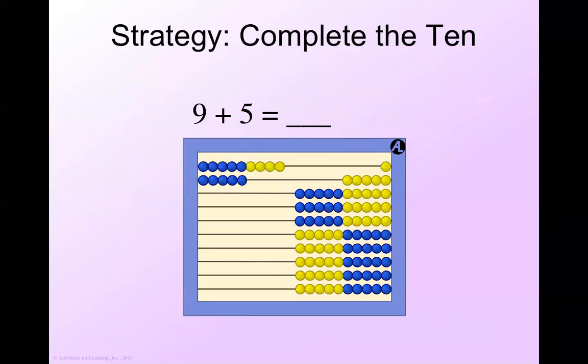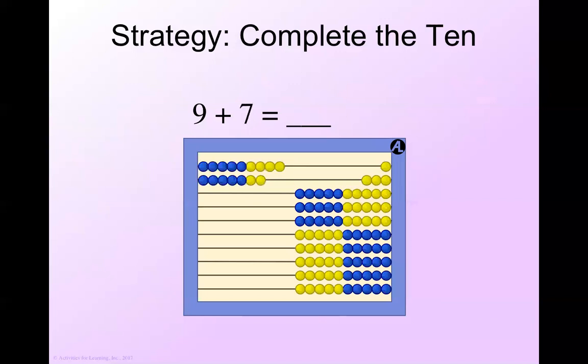9 plus 5. Okay, so I have 9 on the first wire, 5 on the second wire. So this is called completing the 10. So 9 is so close to 10. What if I take one from the 5 and give it to the 9? So ready, set, trade. Oh, what's 10 and 4? It's 14. Okay, let's see that again.